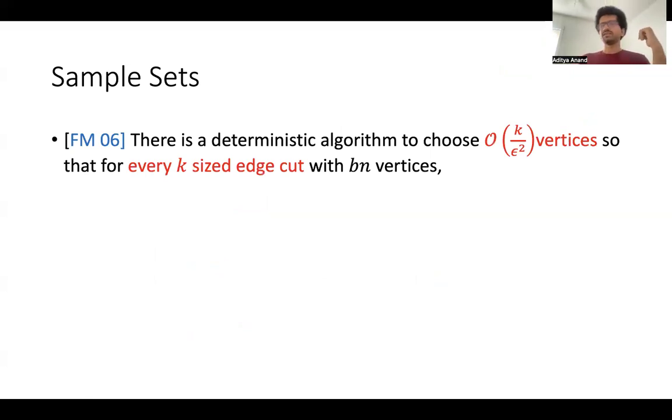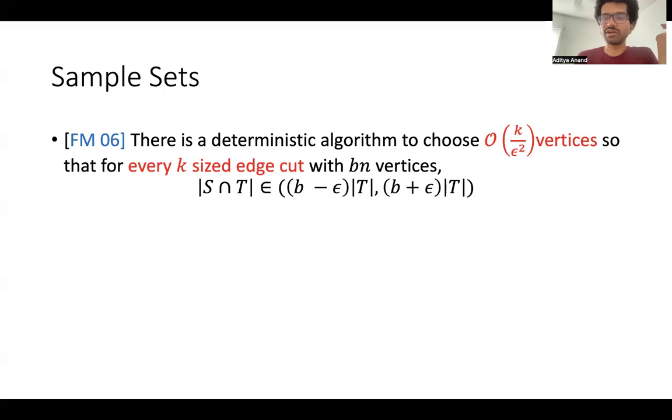But what is interesting is that Feige and Mahdian showed that there is actually a deterministic algorithm to choose k over epsilon square vertices, such that for every k-sized edge cut with b vertices, we have the property that we wanted. So there is no need for k log n or epsilon square vertices. There is a smarter way to show only k over epsilon square vertices. So log n is unnecessary.